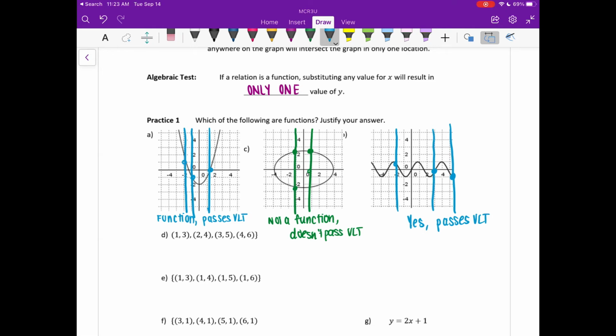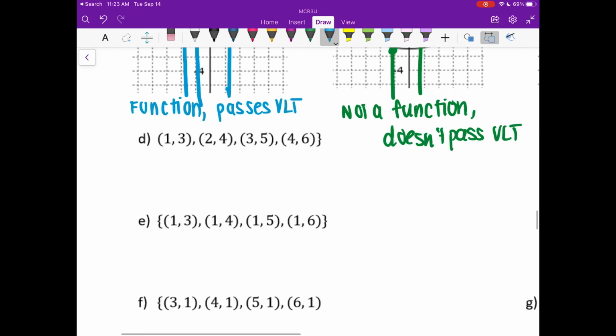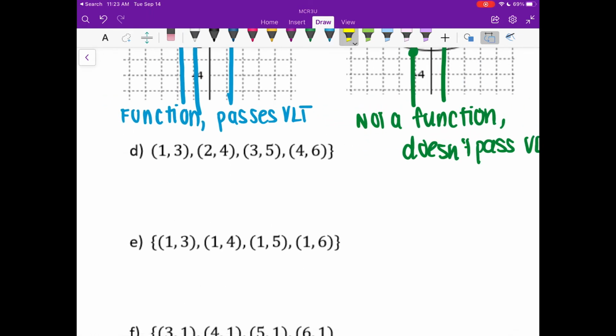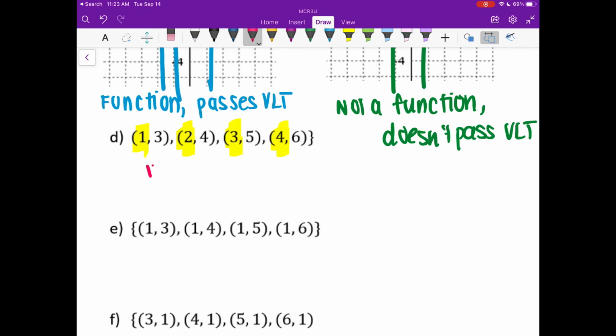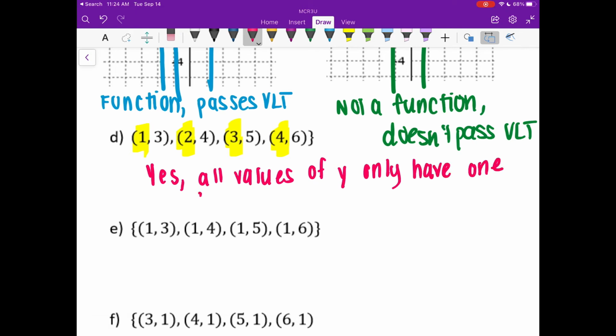So let's move on to D, right? If you look at these and you look at the numbers, this might be a little bit confusing for you, but let's just go ahead and look just at the x's. Notice how the x's don't repeat. If the x's don't repeat, that's probably a good indication that this is a function, right? So yes, there's only one corresponding x for any of the y's, right? All values of y only produce one x. I'm just going to write this in.